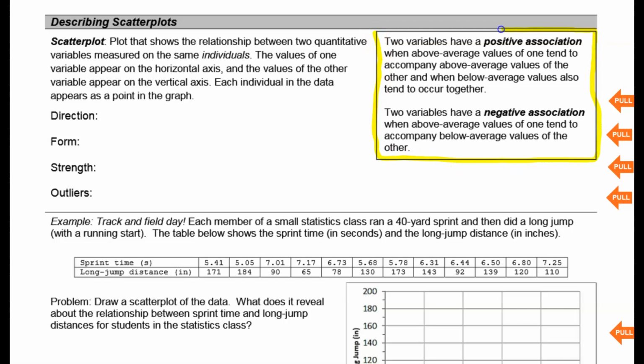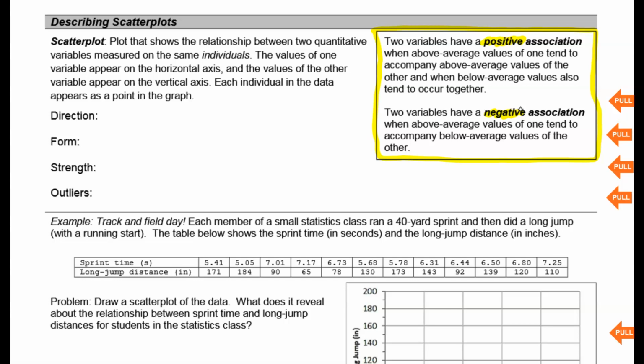We've said if there's an association between variables, then knowing the value of one variable will help you predict the value of another. But now we're going to add to that, and we're going to describe association as being either positive or negative. Positive association is what you would think of as a positive slope. As the explanatory variable goes up, so does the response variable.